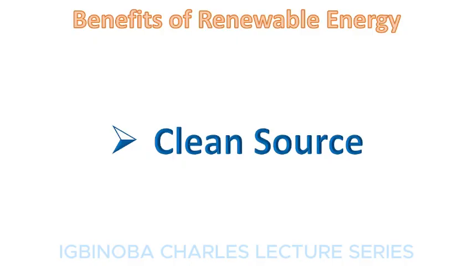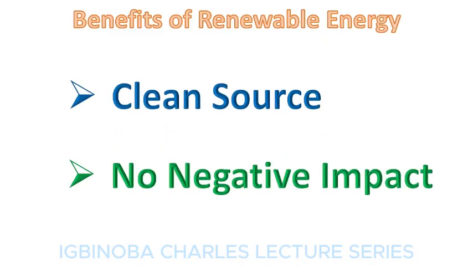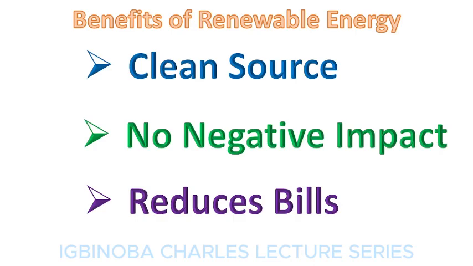Two, no negative impact. They do not cause harm to the environment or to human beings. Because it is a clean form of energy, it does not bring any form of harm to the environment or to human beings. Number three, it reduces bills. For example, if you have a renewable energy source installed in your house, you will not bother about paying bills to the electricity distribution company. Or sometimes you might depend on them in some cases when the weather condition is not good, thereby reducing your bill to some extent. So you are not fully dependent on them for electricity.